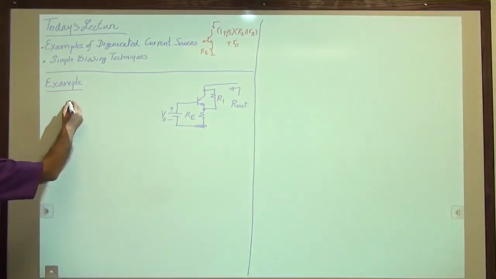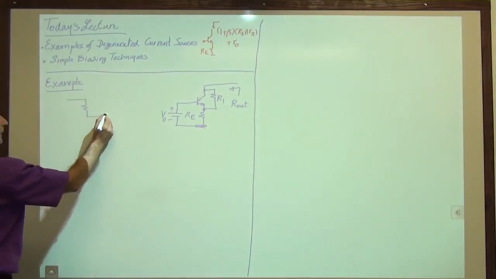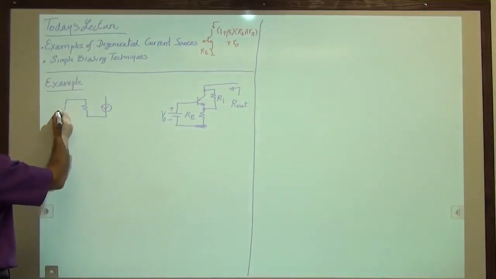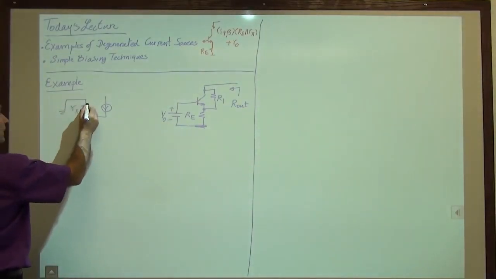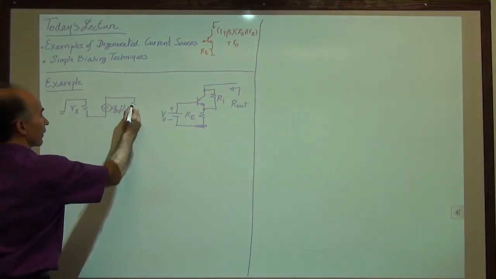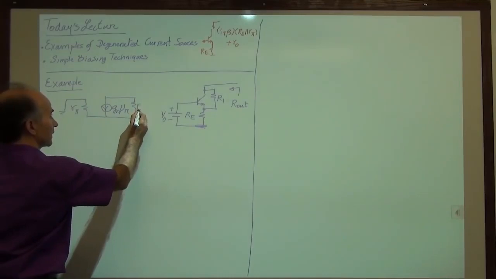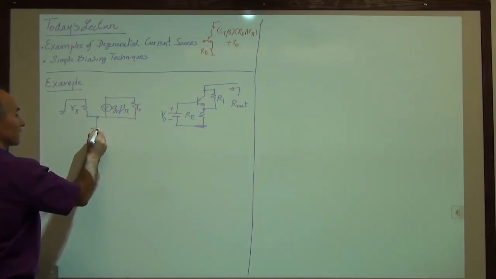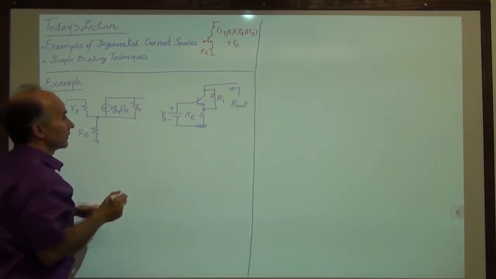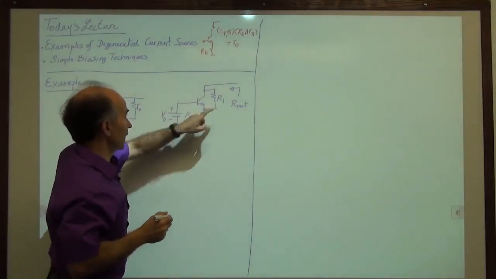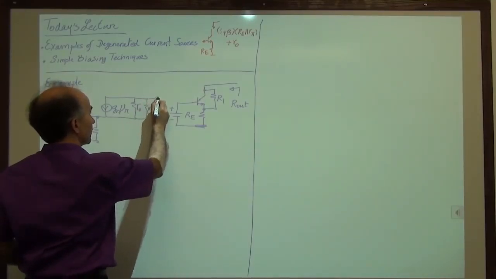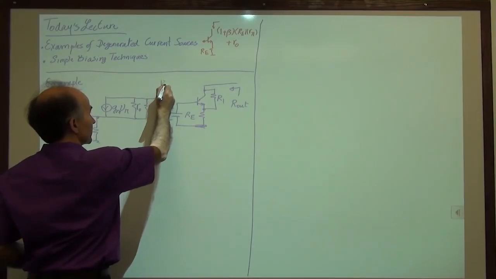So here's the small signal model of the circuit. The independent source is set to 0. We have R pi and GMV pi. Then I have RO because I am not neglecting the early effect. Then we have RE. Then in parallel from collector to emitter we have another resistor R1. And now we're interested in this output impedance R out.